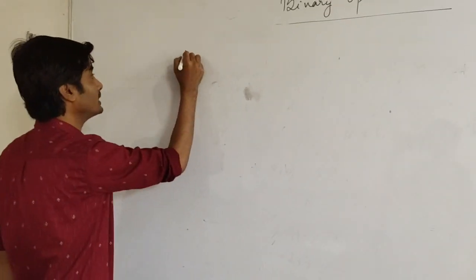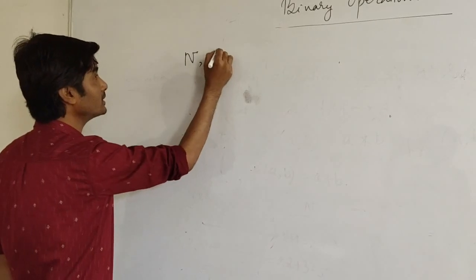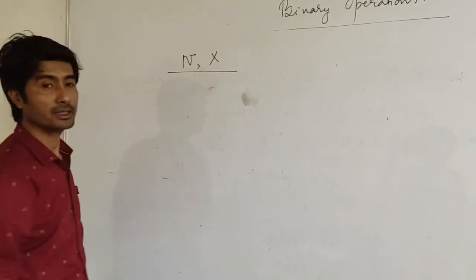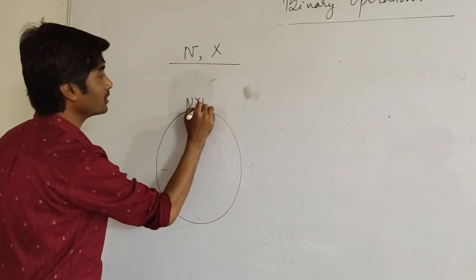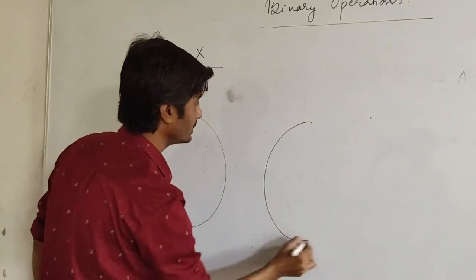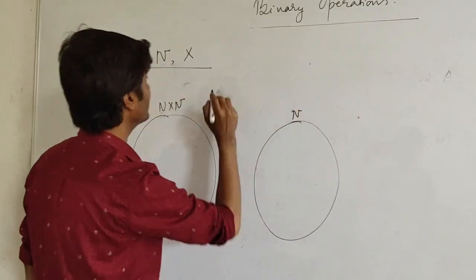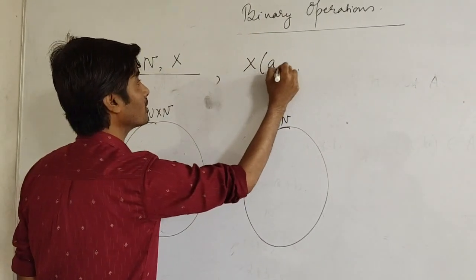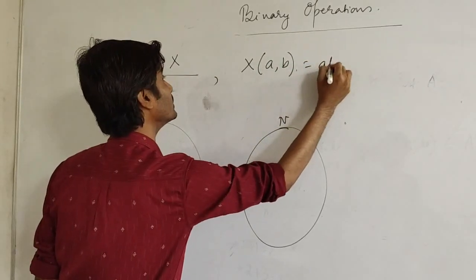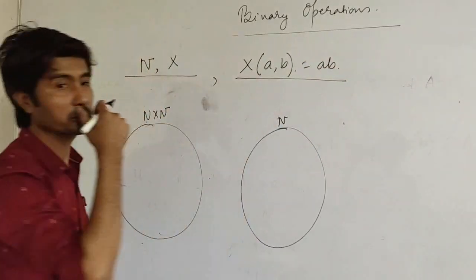Let us see. We take N with the operation multiplication. This will be our set N cross N. This is the set N, and how do we define this into? Let us define into(a, b) as a × b. This is how we define this into.